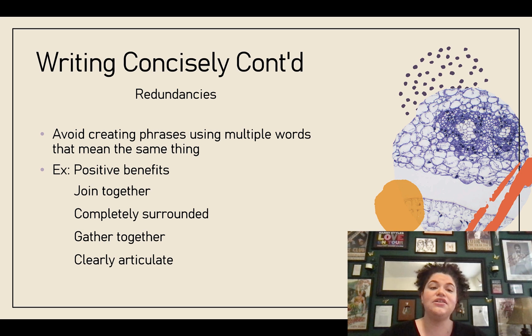Redundancies. Avoid creating phrases using multiple words that mean the same thing. So this is kind of difficult because in our everyday language, we are extremely redundant, right? So these examples that I have here are phrases that we use probably pretty consistently. Look at the first example, positive benefits. One of these words is redundant. Which one do you think it is? Pause for a second. Take a look at these examples and see if you can figure out which of these words we can remove to avoid being redundant.